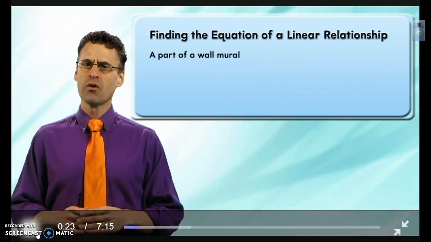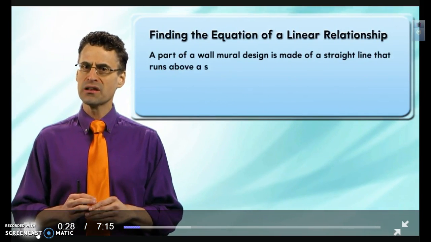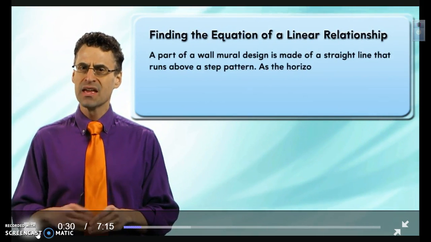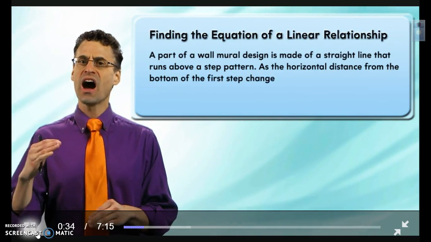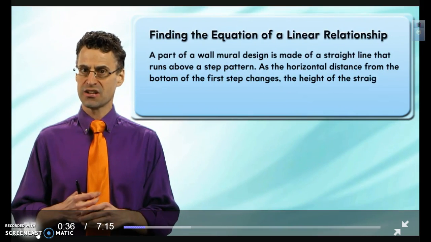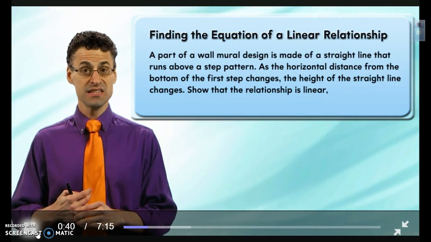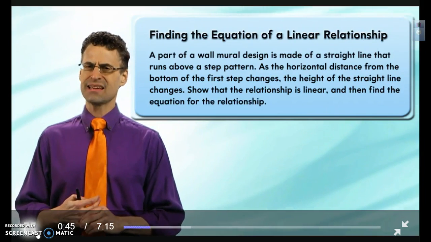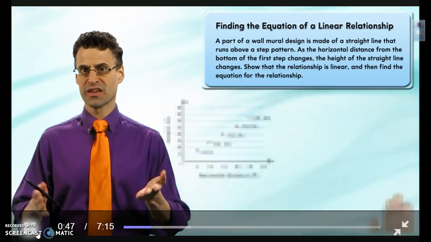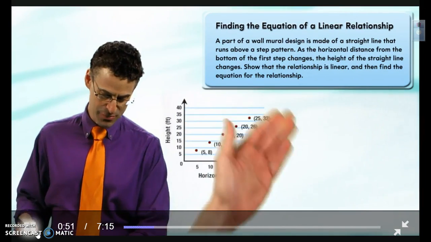A part of a wall mural design is made of a straight line that runs above a step pattern. As the horizontal distance from the bottom of the first step changes, the height of the straight line changes. Our challenge is to show the relationship is indeed linear, and then see if we can find the equation for the relationship. They gave us all this information. This picture says it all, and this is where the math is.